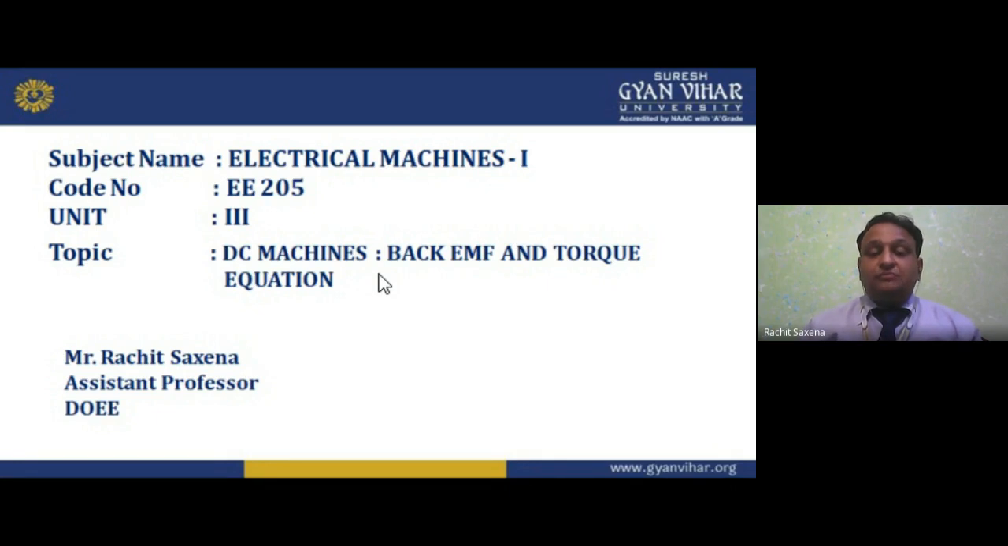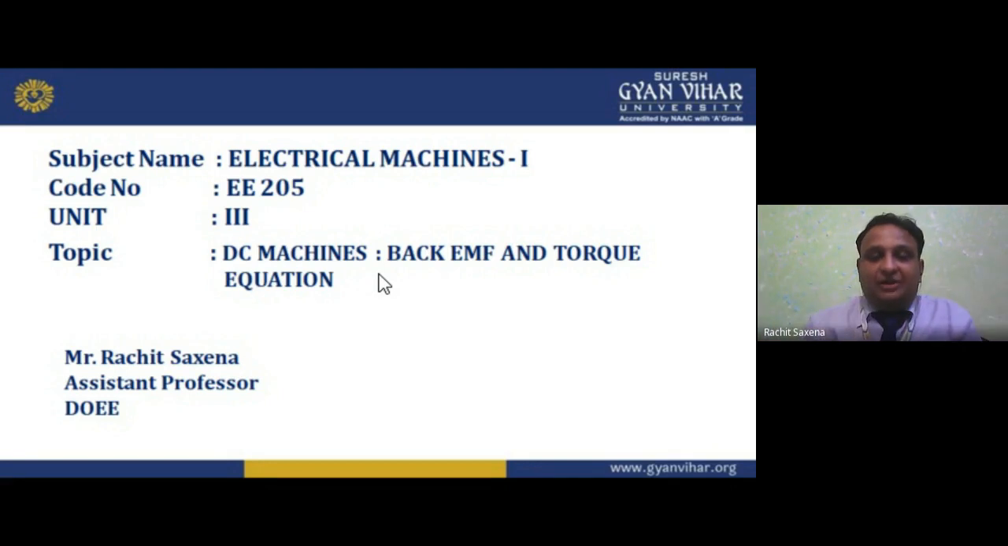For the directional law, it is Fleming's left hand rule. So in a generator, we use Fleming's right hand rule for direction, and the basic principle is Faraday's law of electromagnetic induction. And in a DC motor, the basic principle is electromagnetic interaction and Fleming's left hand rule for direction.